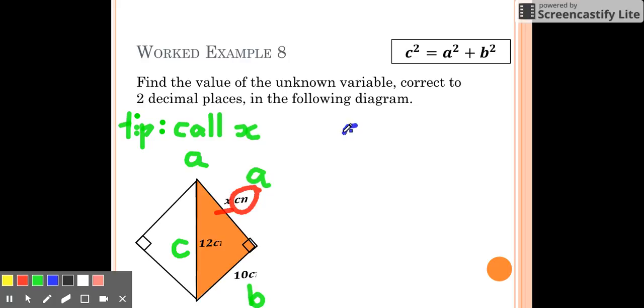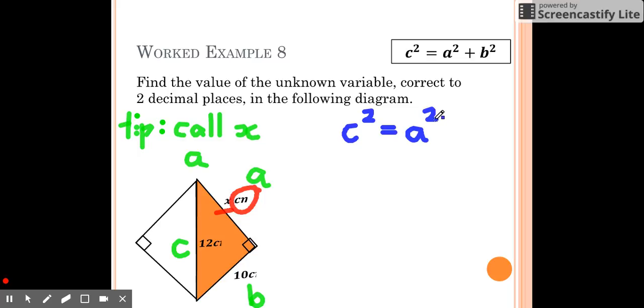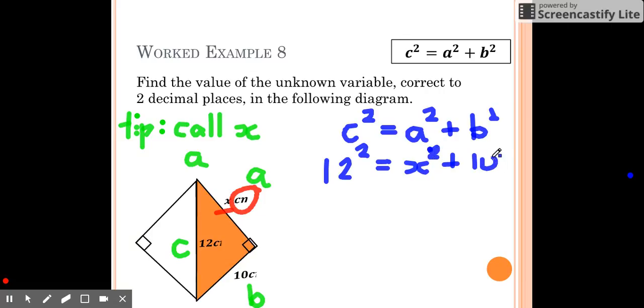So as per normal, we start with our formula. C squared equals A squared plus B squared. Step 2, substitute. C is 12, A is X, and B is 10.